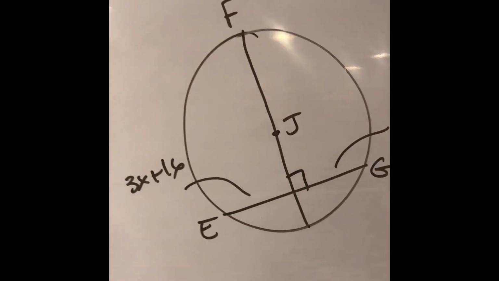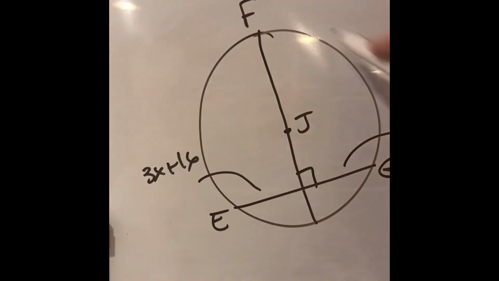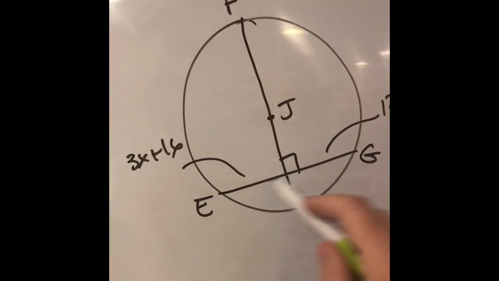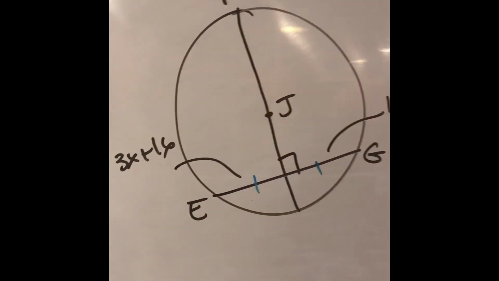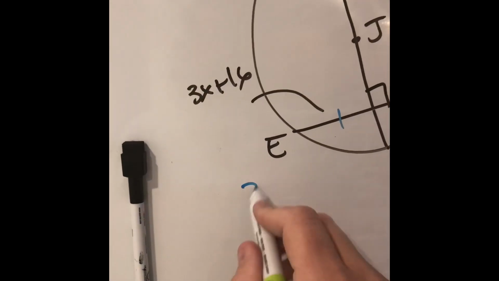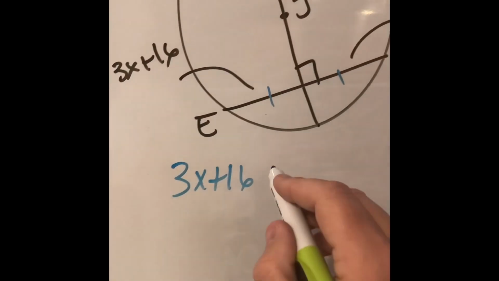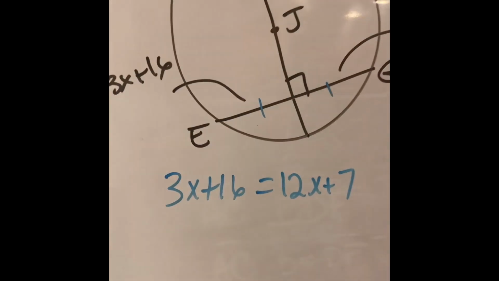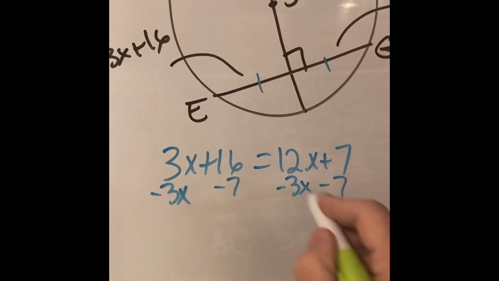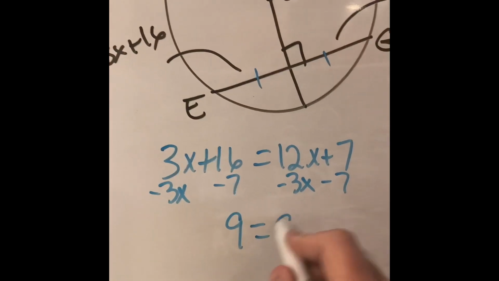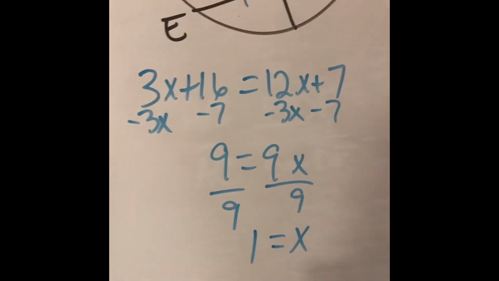Number 7, we need to find x. Oh, wait, there it is. Ha, math humor. Okay, so I have here where the diameter is perpendicular to a chord. So if the diameter is perpendicular to the chord, it's also going to cut the chord in half. So then what I have to do is take my 3x plus 16 and set that equal to 12x plus 7. Okay? So now we're going to subtract 7 from both sides, and then we'll subtract 3x from both sides. So I have 9 equals 9x, and when we divide both by 9, x equals 1. Okay?